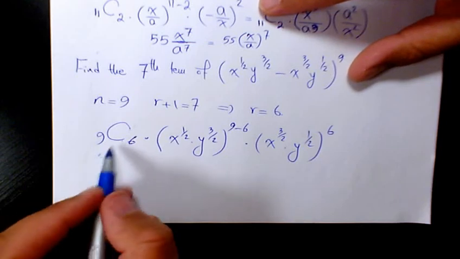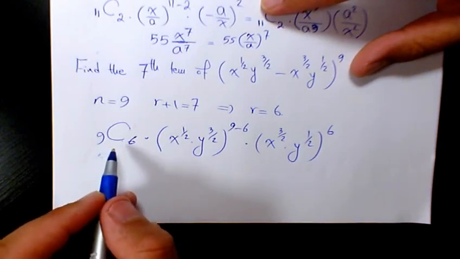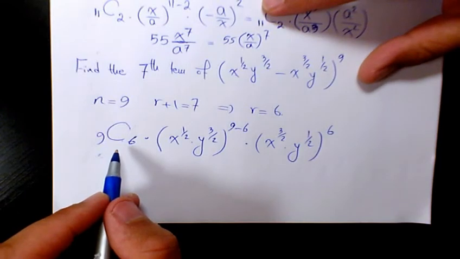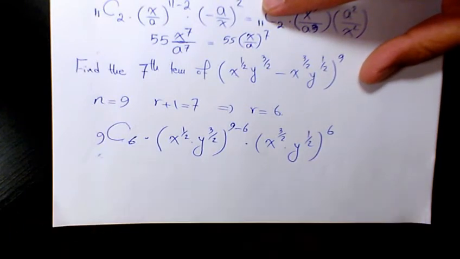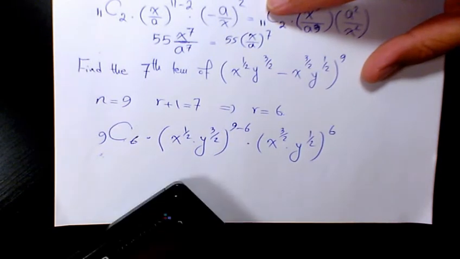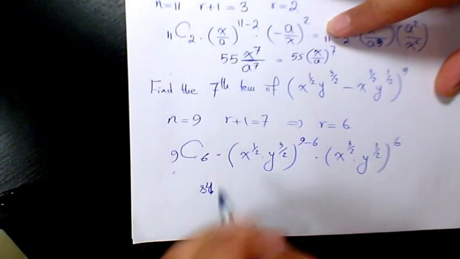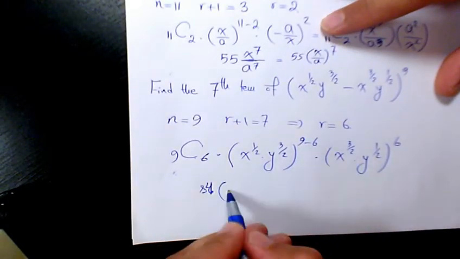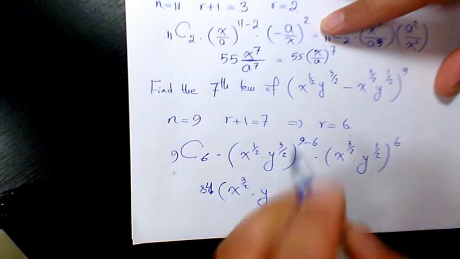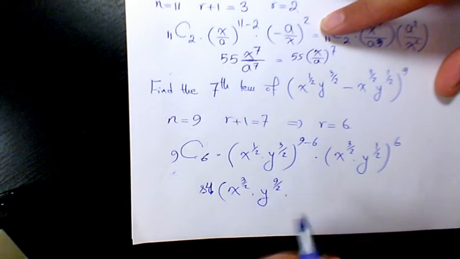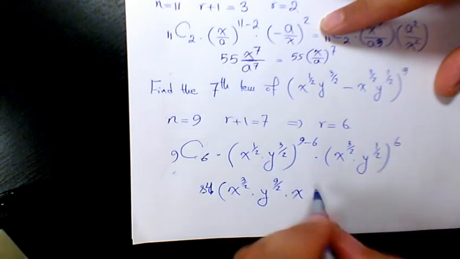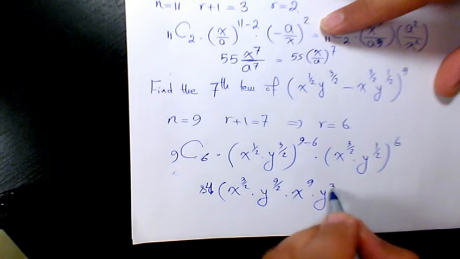That's going to be 6. So here is going to be 9 factorial divided by 6 factorial divided by 3 factorial, which is 9 times 8 times 7 divided by 6, which is going to be 84. 84 times x to the power of 3 over 2 times y to the power of 9 over 2 times x to the power of 9 y to the power of 3.